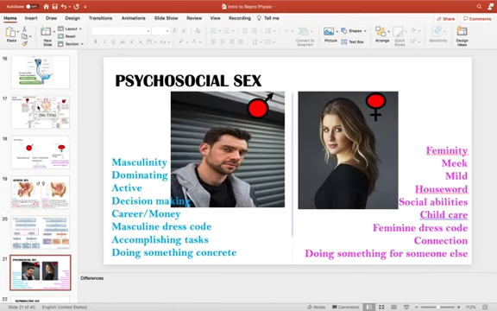So sex also can be influenced by psychosocial factors. Male: masculinity, dominating, active decision making. And female: femininity, mild social ability, and childcare.